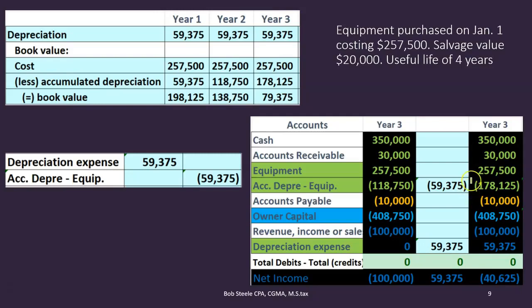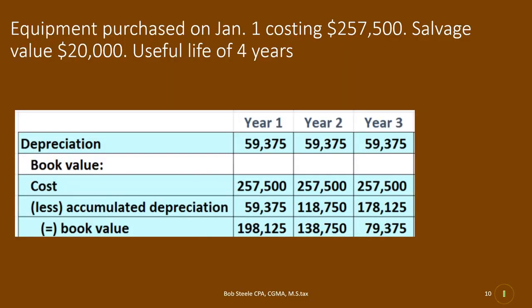And then if we calculate the book value, 257.5 minus 178,125 would give us the book value 79,375. Then if we take a look at the expense, it goes from 0, goes up by the debit here, and goes up to 59,375. What's the effect on net income? Brings it down from 100,000 down to 40,625.